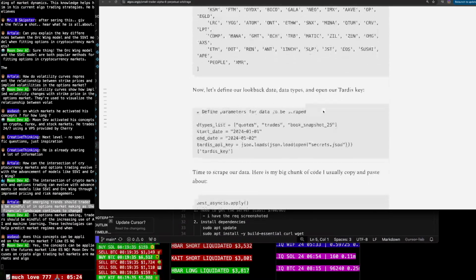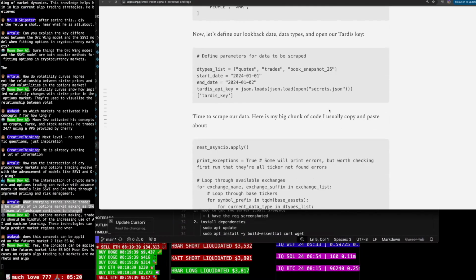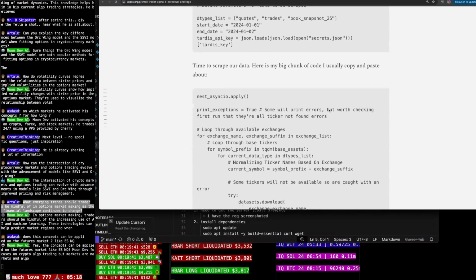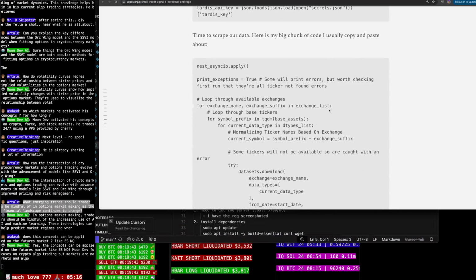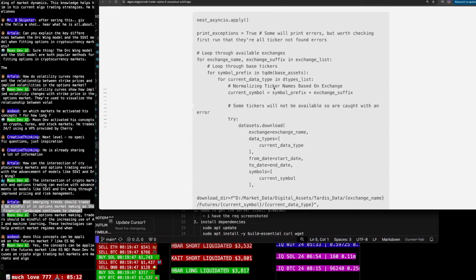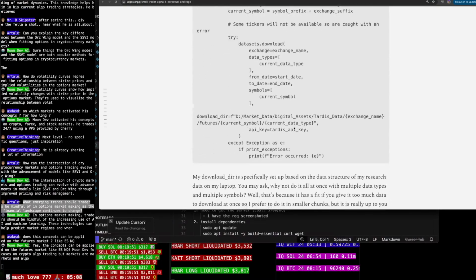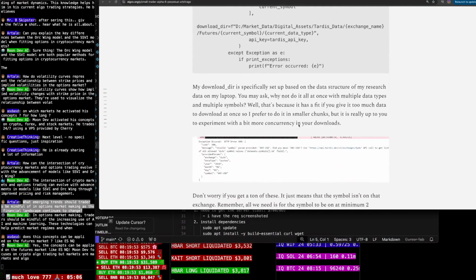Now let's define our look back date, data types, and open our TARDIS key here. Time to scrape the data. Here's a big chunk of my code that I usually copy and paste about. So it's going through the exchanges and getting the data sets for each symbol. My download directory is specifically set up based on the structure of my research data on my laptop.